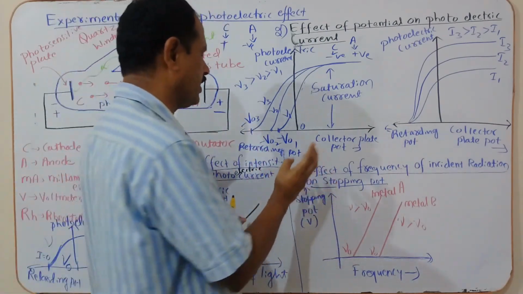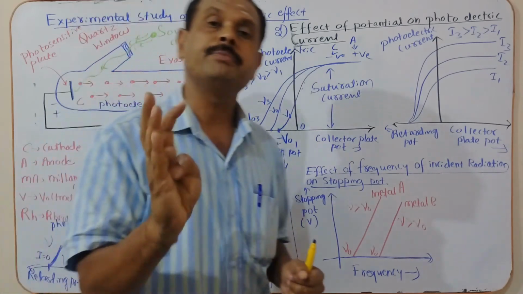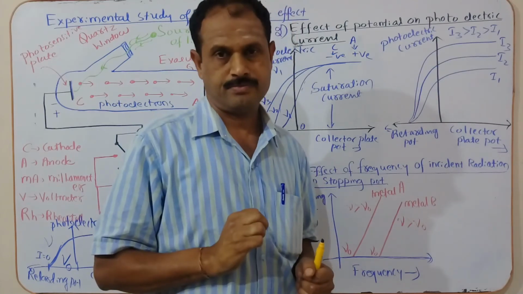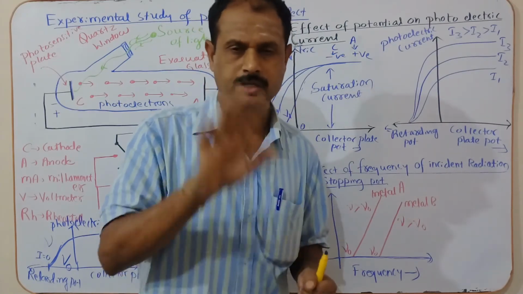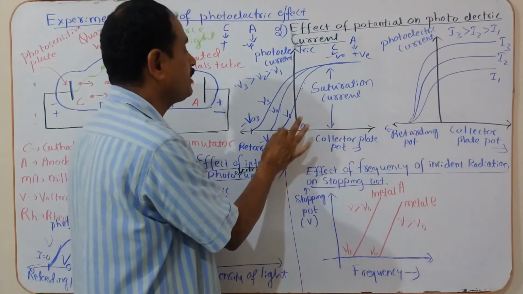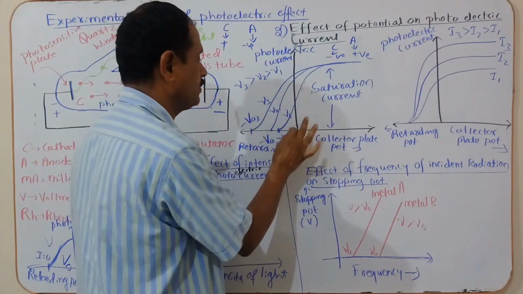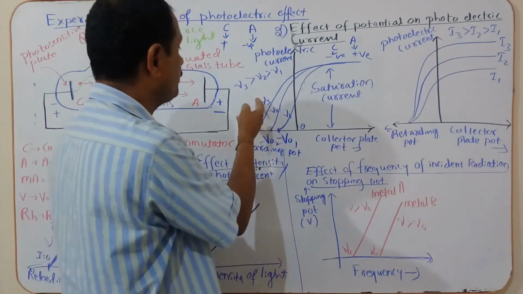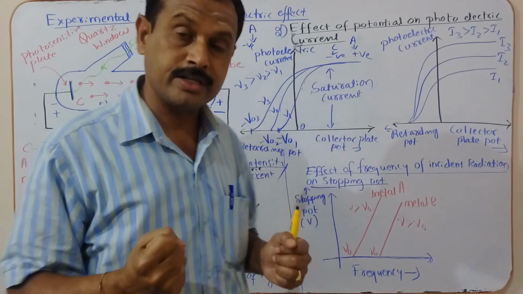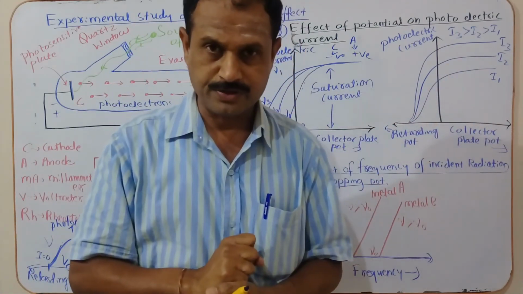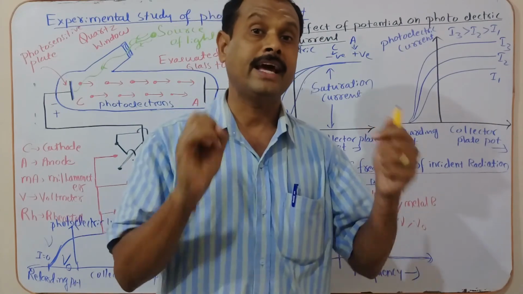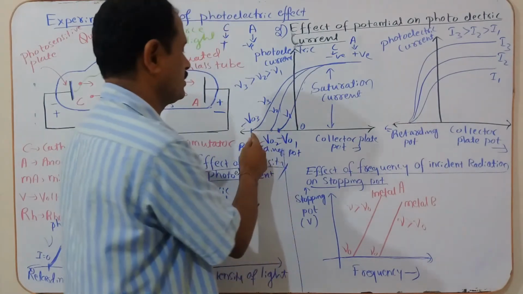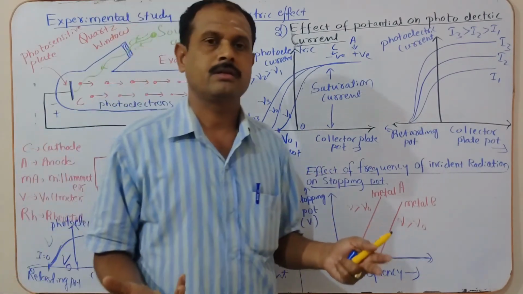Now we come to the conclusion here. It is a very important point. The stopping potential mainly depends on the variation of the frequency. It also depends on the nature of the substance, but that is a different thing. Now here, stopping potential depends on the frequency of incident radiation, incident light. More frequency, more stopping potential. How is it related to the frequency? It is directly related. More frequency, more stopping potential. Less frequency, less stopping potential.